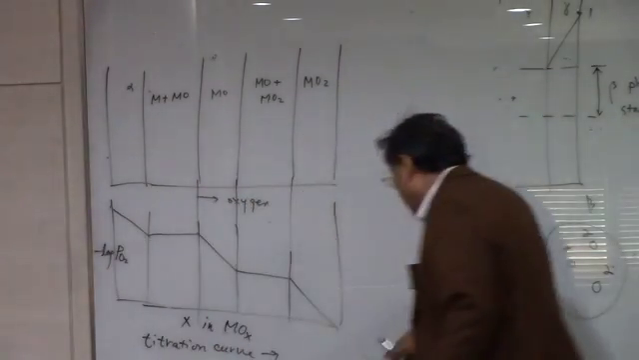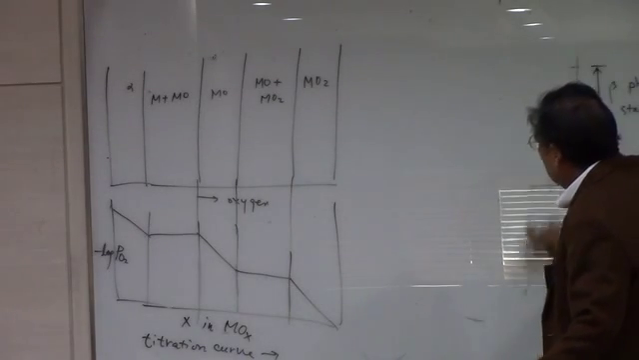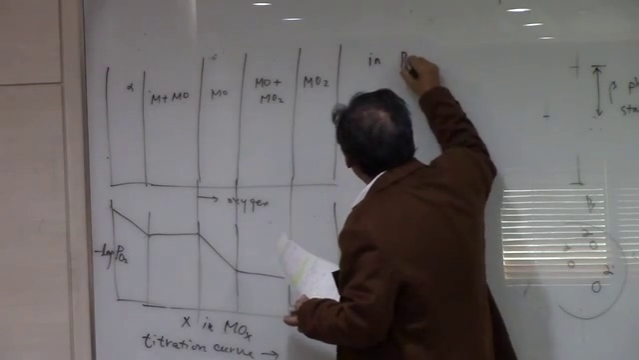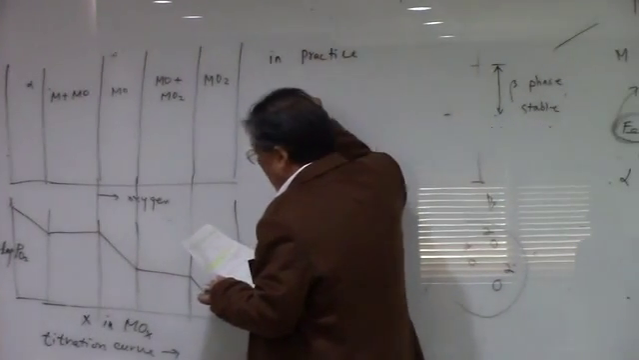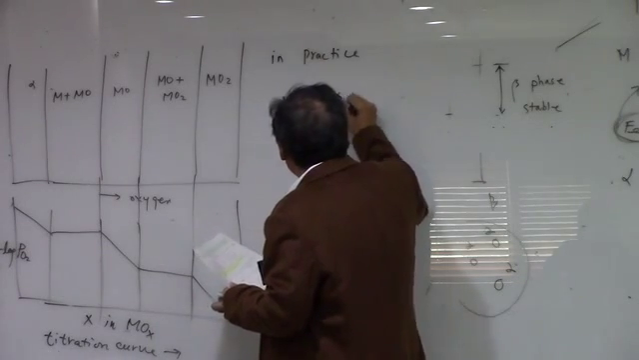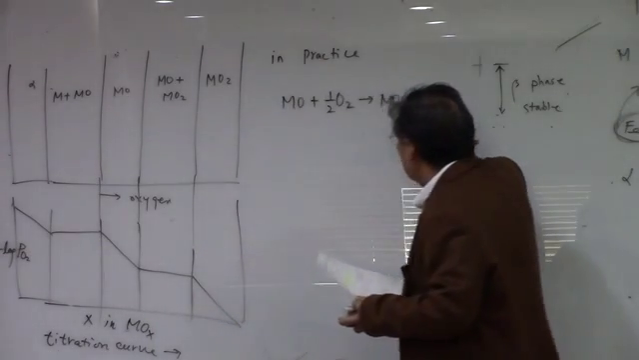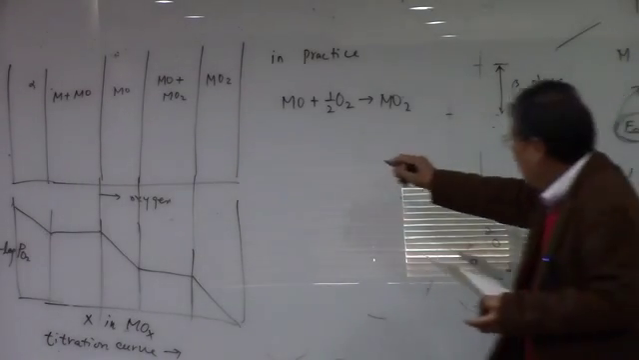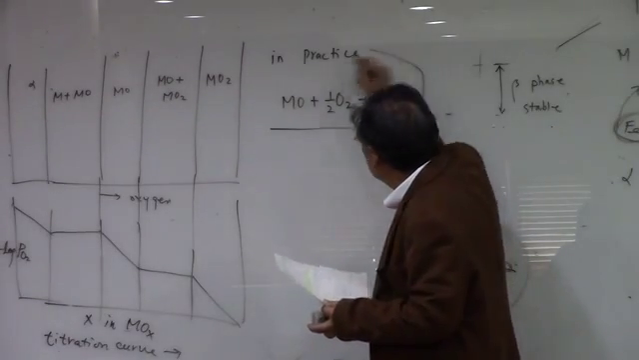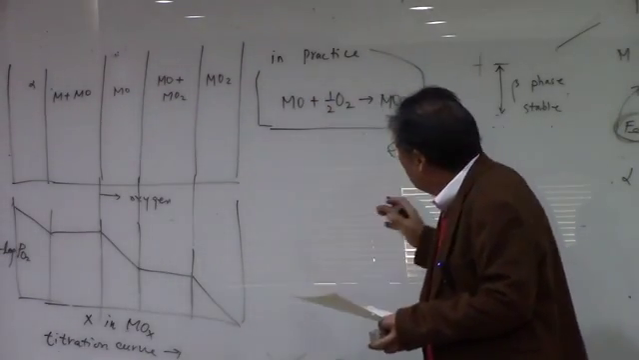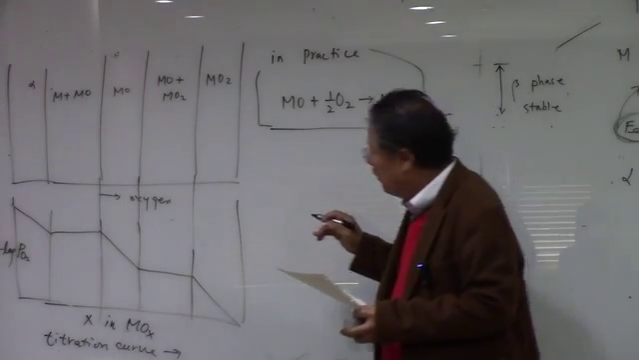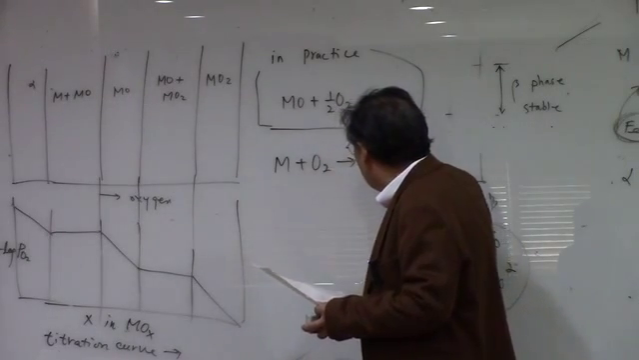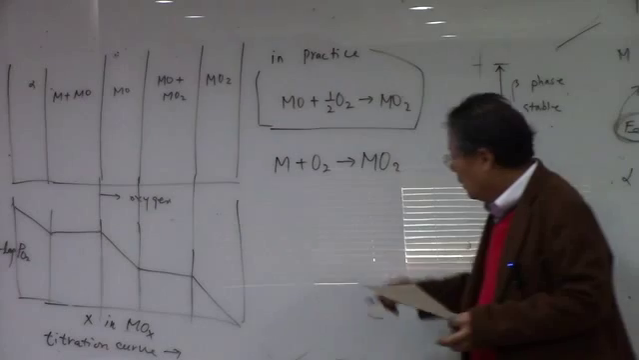Now, what I'm trying to say is, in practice, MO is going to react with the oxygen to form MO2. This is what really happens in practice. But if you want to know the Gibbs free energy for the formation of MO2, in the Ellingham diagram, you just have these reactions.